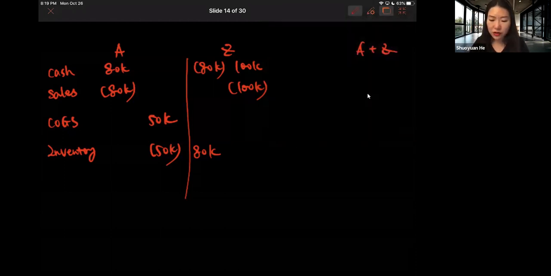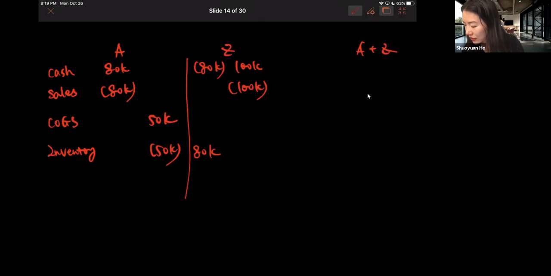Cost of goods sold for 80,000 and to record the decrease in its inventory for 80,000. So that is Zirkin's journal entry. And if you view Arlington and Zirkin as one firm, what should be its journal entry?